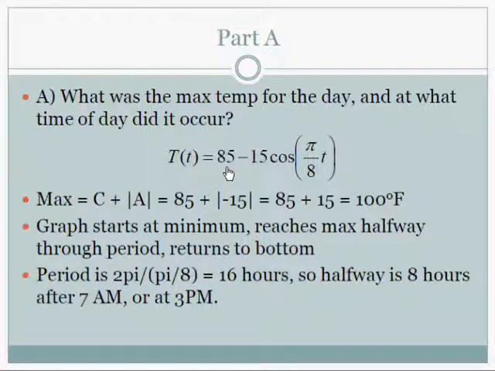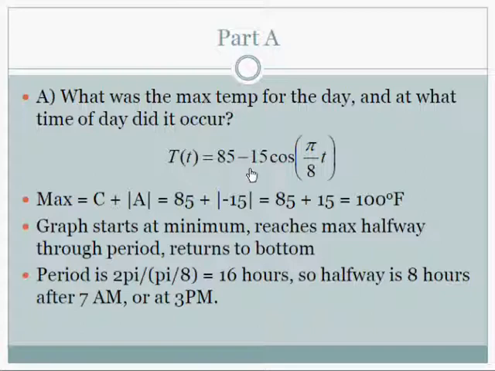Looking at the graph itself, we have 85 minus 15 cosine. What that tells us is our graph is going to start at the bottom, climb up to the top, and then complete its period back at the bottom, because we have our negative 15 coefficient right here. So we needed to figure out what our period is to figure out when that maximum is going to be.